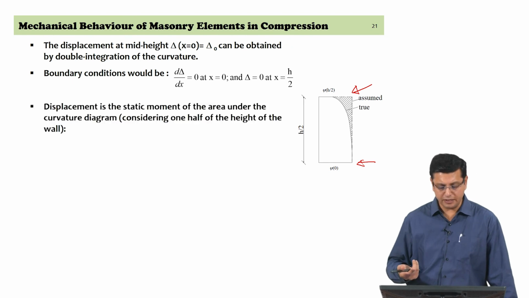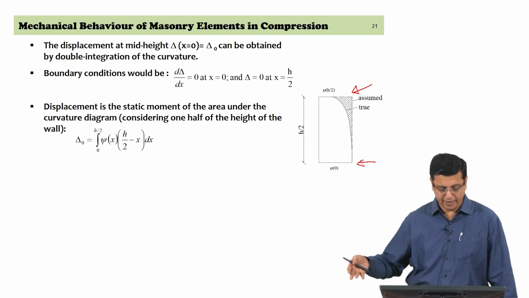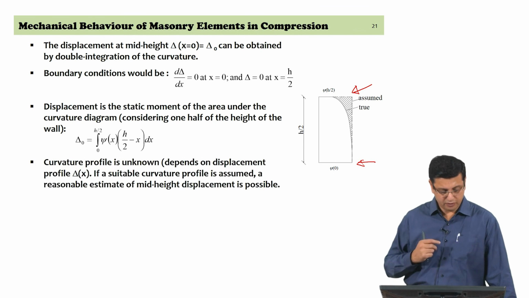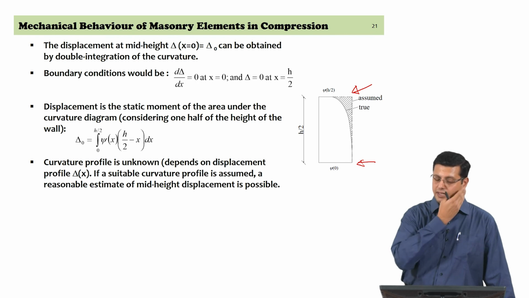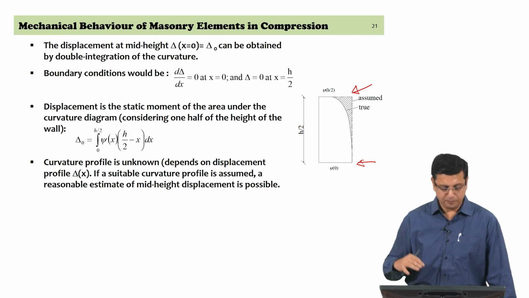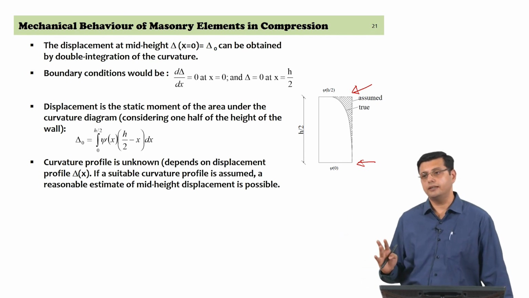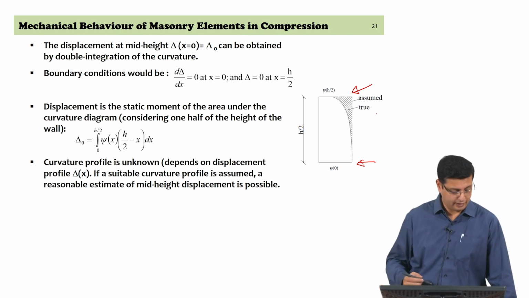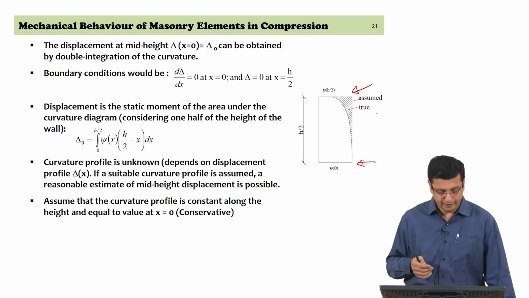So, you have boundary conditions and you can then arrive at the displacement at mid height by double integration of the expression. However, this curvature profile is something that is not known to us because the cracking is different at different stages. This complication can be overcome if we assume that the curvature profile is uniform throughout the cross section. But the fact is, this is still a conservative estimate, conservative with respect to the exact solution of the problem itself.